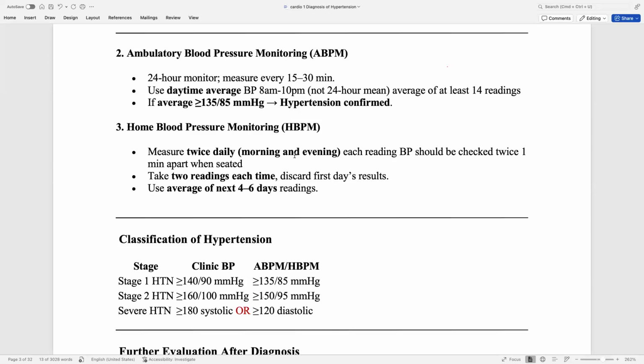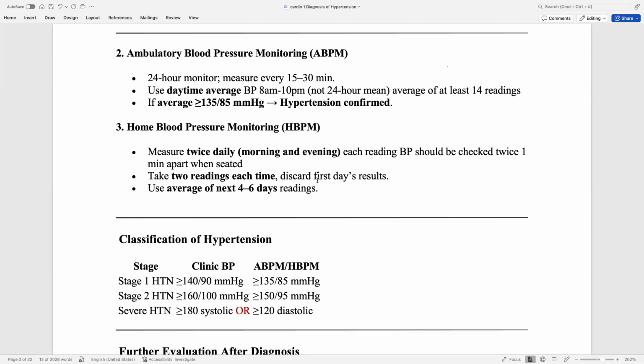Two readings in the morning, two readings in the evening. Doctor, twice one minute apart in the same arm or a different arm? No, same arm, no need for a different arm, same arm. Okay, this is for the morning reading and for the evening readings. Two readings in the morning, two readings in the evening.